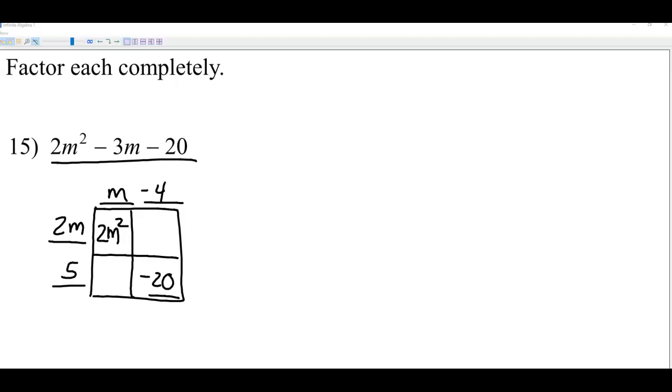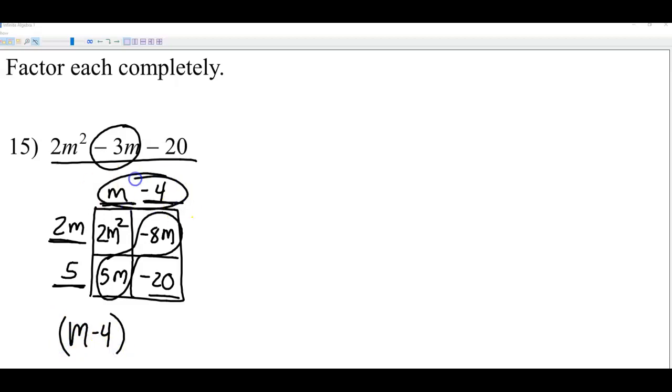Here's how we can decide if our guess was right. We fill in the box with multiplication. So 2 times negative 4 is going to be negative 8m. And then 5 times m is going to be 5m. If these 2 diagonals here add up to make this number, then we've done good. Negative 8 plus 5 does make negative 3, and so I've got the correct answer there. It is m minus 4 from the top and 2m plus 5 down the side.